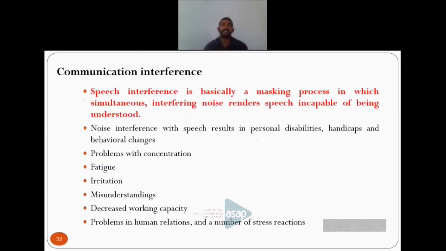Next is communication interference, which is basically a masking process. Just consider a restaurant or a market, where different sounds combine together, and we may not be able to convey what we want or communicate with the person sitting beside us. That is the masking by others' noise. It is called speech interference, and it may cause problems like difficulty with concentration, fatigue and irritation.